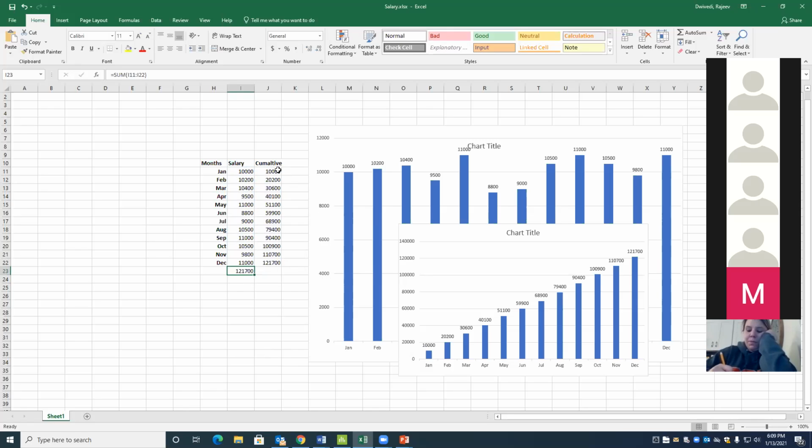So this is the salary, and this is the cumulative. Cumulative means, first month so far in January you received 10,000. By the month of February you received 10,000 plus 10,200, which is 20,200. Then the third month you received so far this. By the month of August you received 79,400.